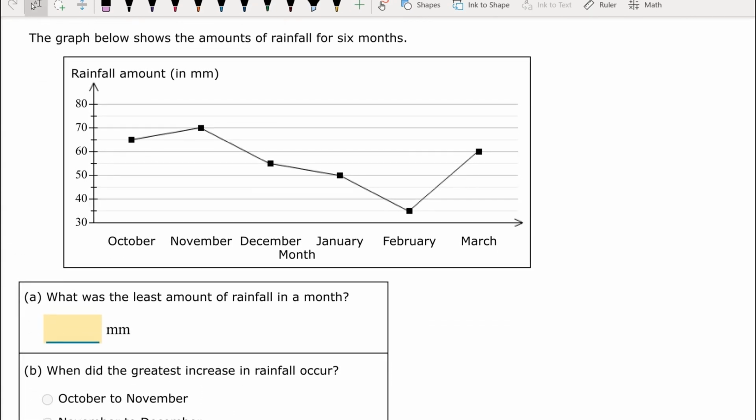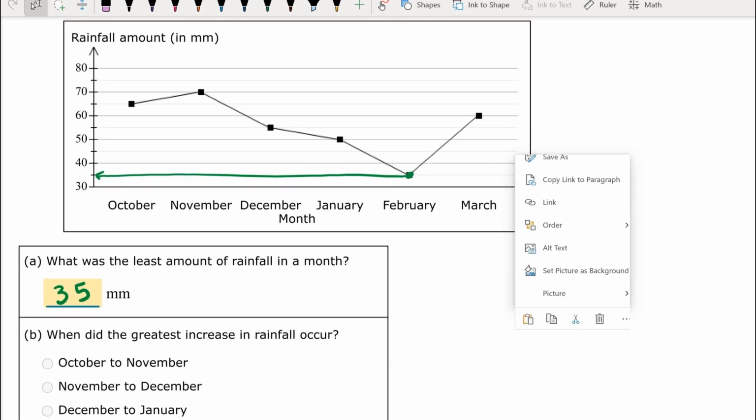Number 20. The graph below shows the amounts of rainfall for 6 months. So you see October, November, December, January, February, and March, and then rainfall in millimeters. What was the least amount of rainfall in the month? So the least amount will be this, February. The rainfall is about 30 to 40, so 35 millimeters, because 30 to 40, and this is half, that is 35.